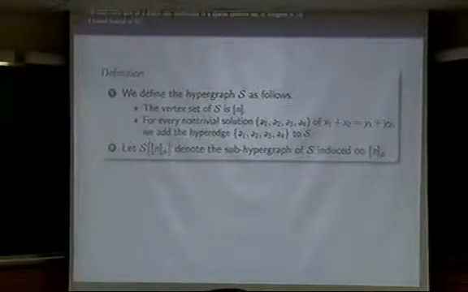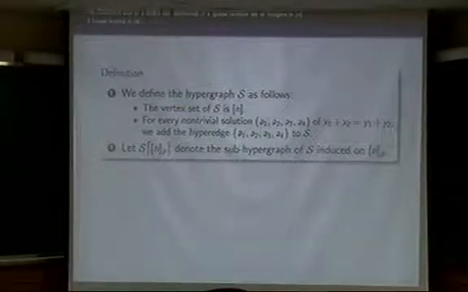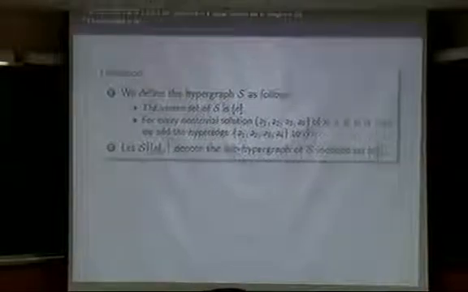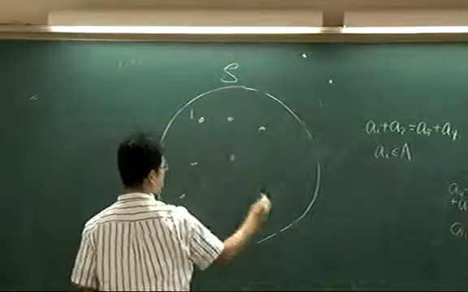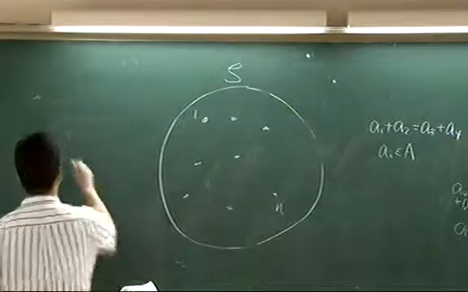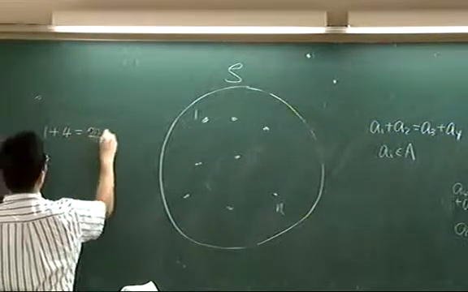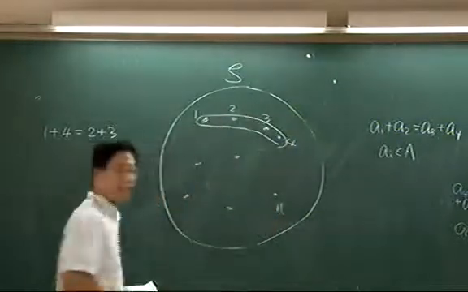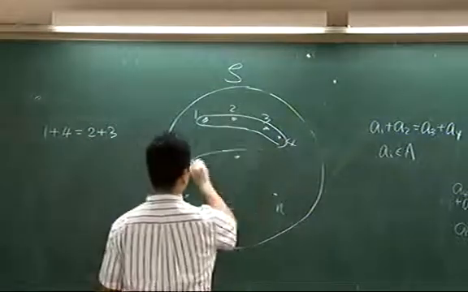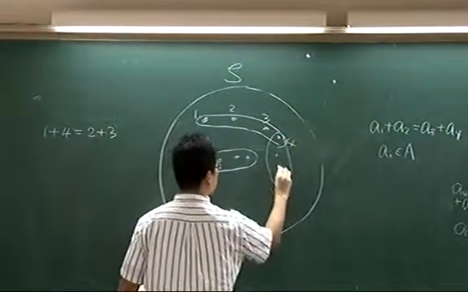For this, we will define a hypergraph S as follows. The vertex set of S is the n set. For every non-trivial solution of x1 plus x2 equals y1 plus y2, we add the hyperedge {a1, a2, a3, a4} to S. So let me draw the hypergraph. First, the vertex set is the integers from 1 to n. And if we have a non-trivial solution, then we create a hyperedge like this. Then we may have another hyperedge like this.